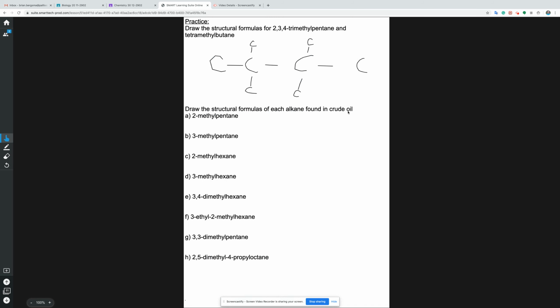Okay, we'll stop there, and hopefully that helps you knowing how to do the alkane.